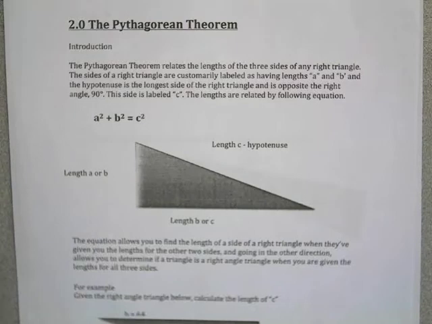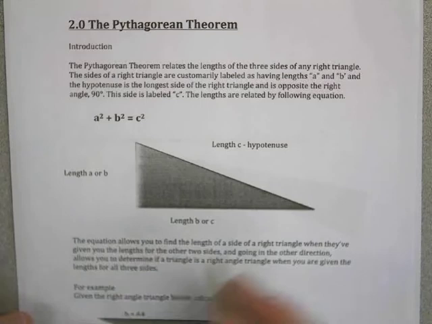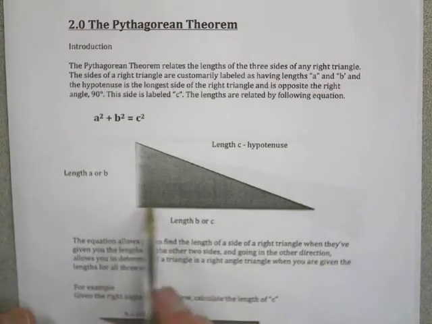Today we're going to look at trigonometry ratios. So the first thing we're going to deal with is 2.0, the Pythagorean Theorem, and basically it looks at a right angle triangle. So a right angle triangle is in the shape of this.